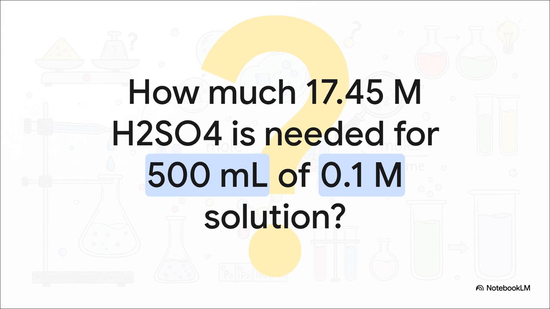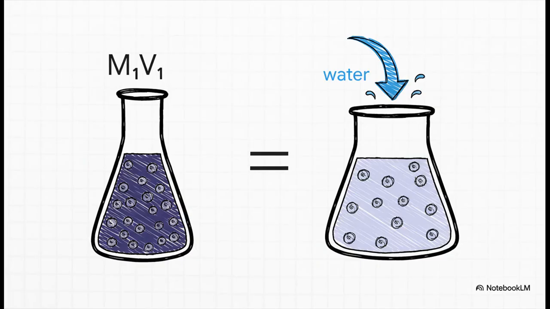All right, let's try a different kind of problem, one that happens in labs every single day. Let's say you have a bottle of super concentrated sulfuric acid, and you need to make a much weaker, diluted version for an experiment. How much of that really strong stuff do you need? For this, there's an incredibly useful and elegant little equation. M1V1 equals M2V2. All it says is that the molarity times the volume of your starting solution, your concentrated stuff, is equal to the molarity times the volume of your final diluted solution.